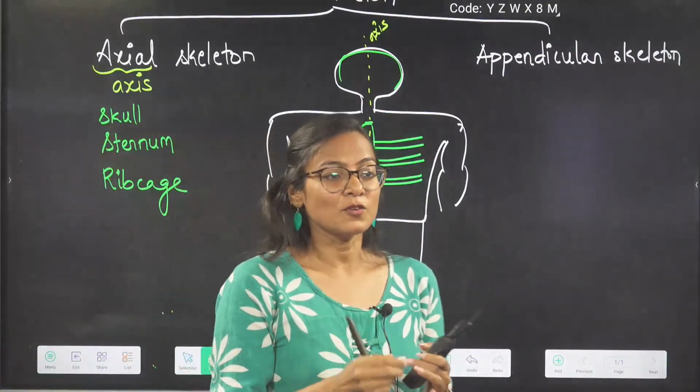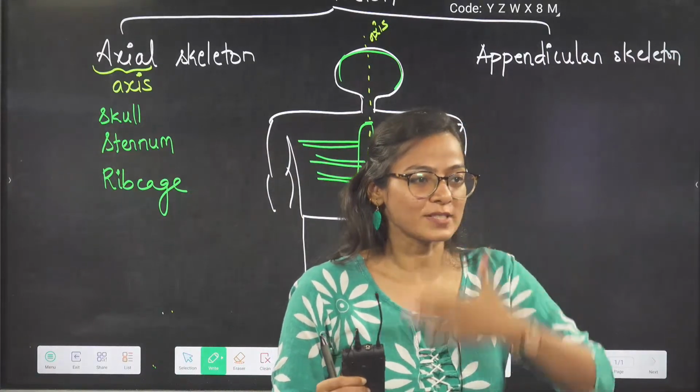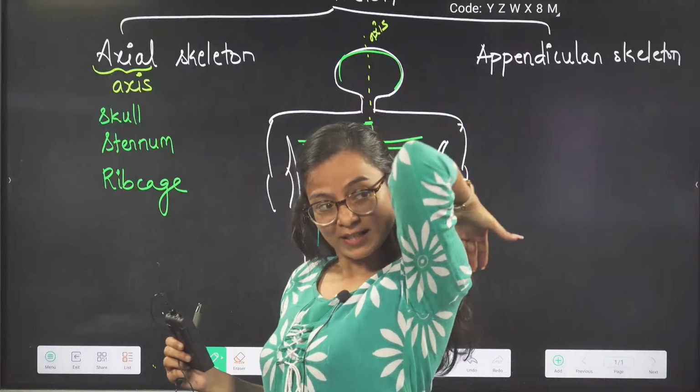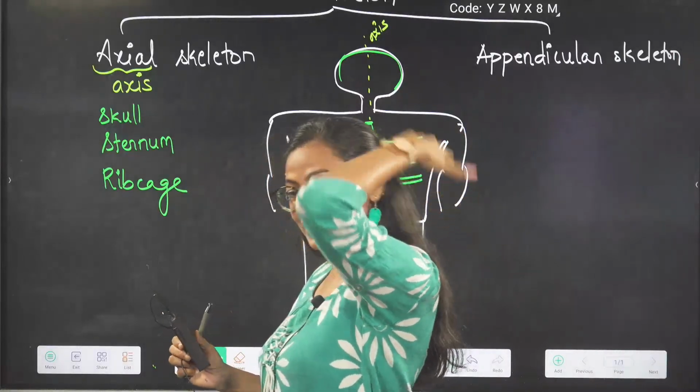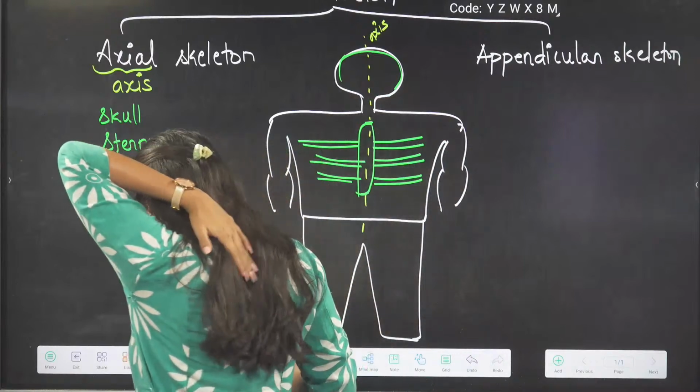Now this is the ventral part, right? This term also I don't think is new for you. This is the ventral part, and this back side is the dorsal part. So ventrally you have sternum. What do you have dorsally? Which bone is there dorsally? Tell me.